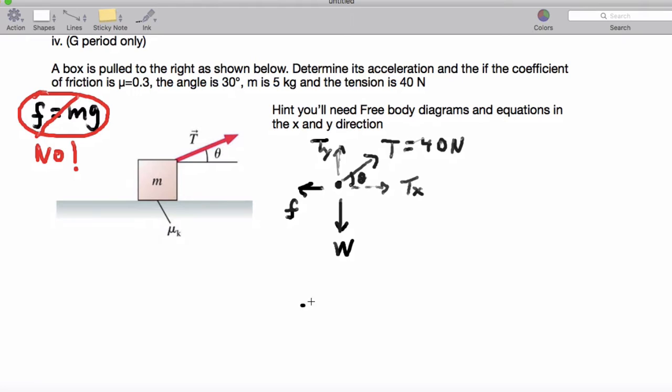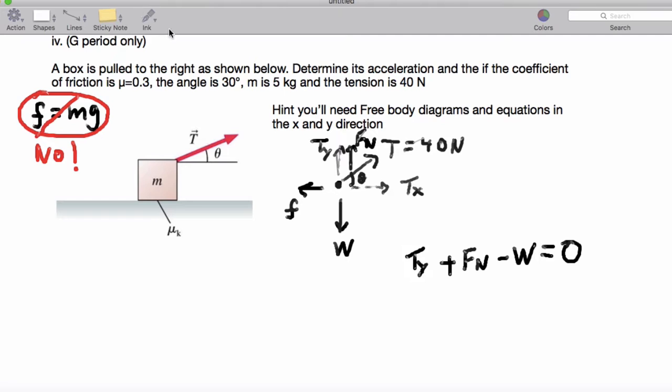So vertically, I have Ty. Oh, there's one more force that's missing. There's the normal force acting up on the object. So we have the tension in the y direction and the normal force. Downwards, we have the weight, and those forces balance.